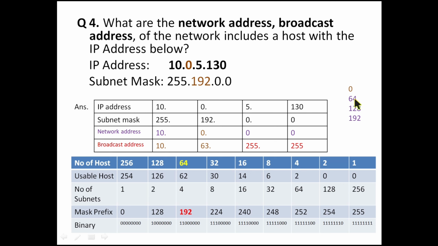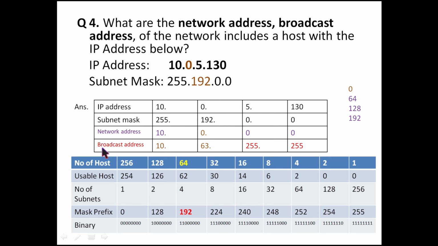The first subnet will be 0. The next subnet will be 64, then 64 plus 64 is 128, next will be 192. Since subnetting is done in the second number, we will check the second number in the IP address, that is 0. It falls in this network, so we will write 0 here. Then the rest of the numbers will be 0. For a network address, the rest will be 0.